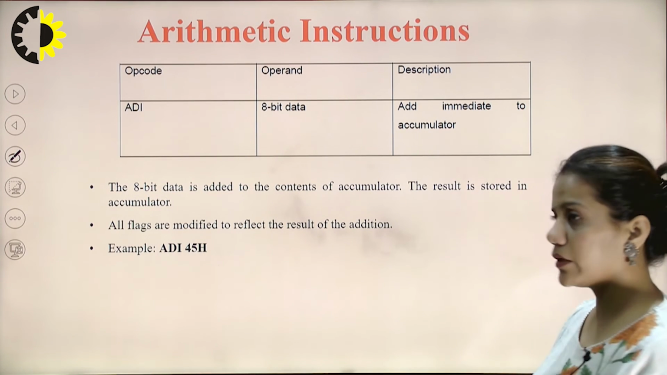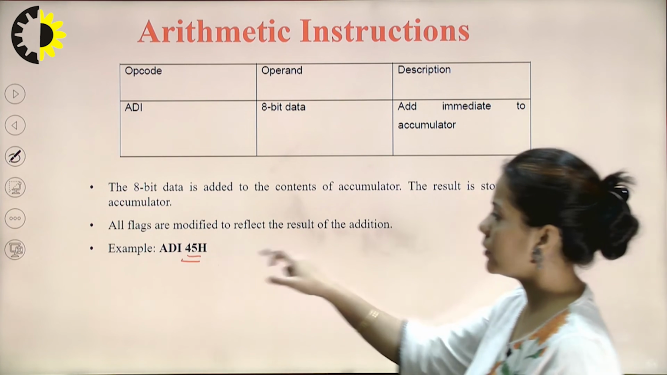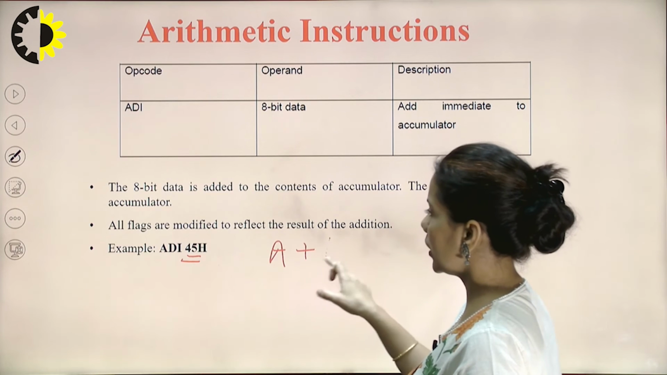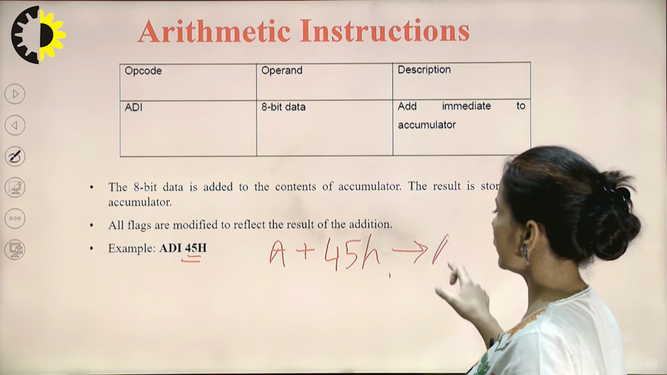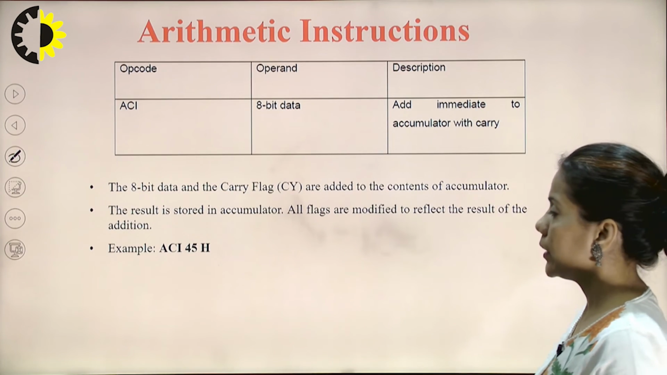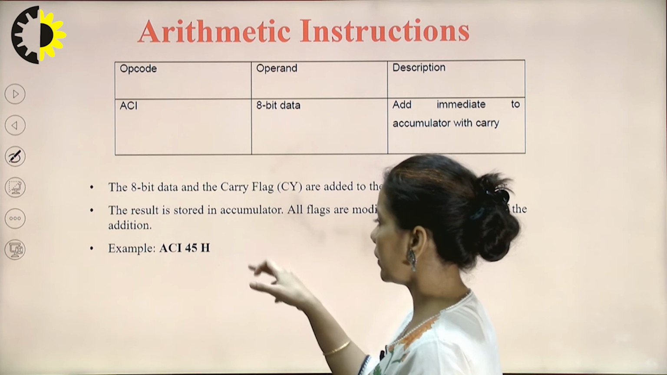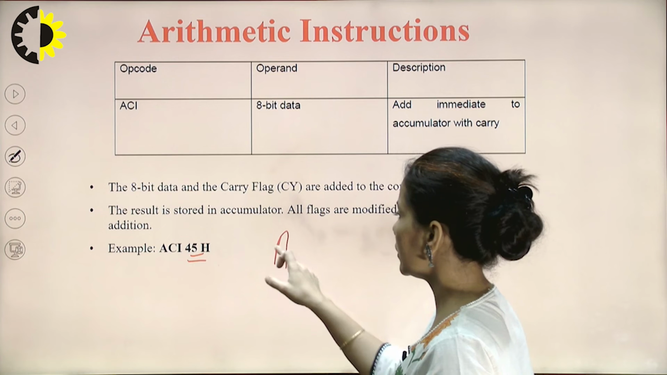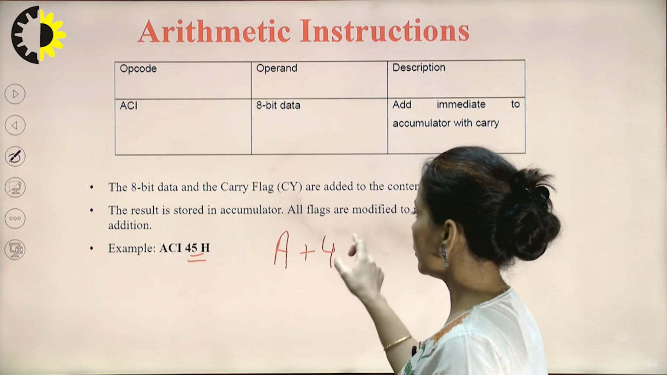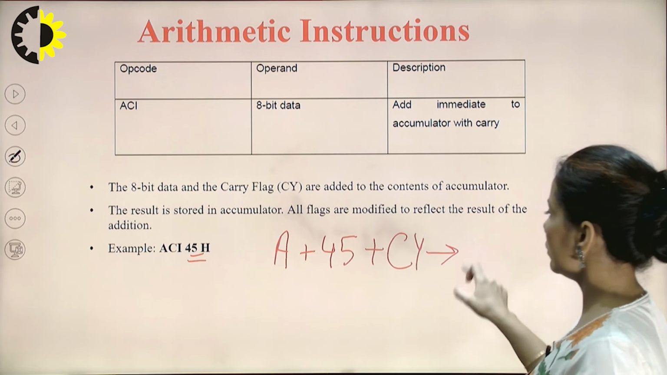ADI is the immediate addressing mode, and whatever is mentioned in the instruction will be directly added to the accumulator, that is A plus 45H, and the result will go into the accumulator. ACI is again the immediate addressing mode. Whatever the contents written in the instruction will be added to the accumulator along with the carry, and the result will go into the accumulator.